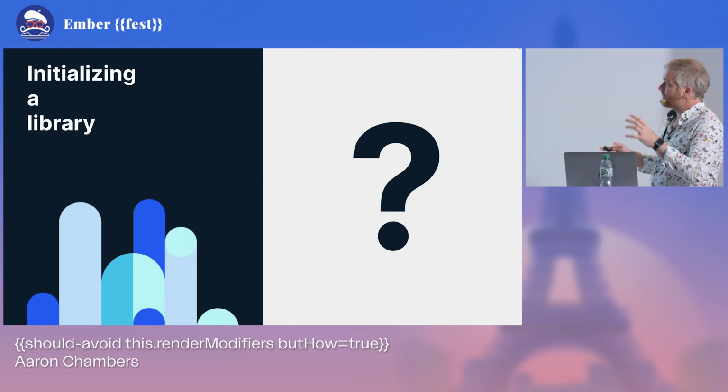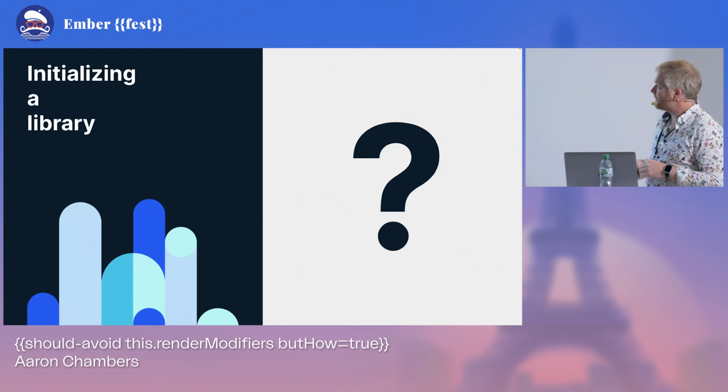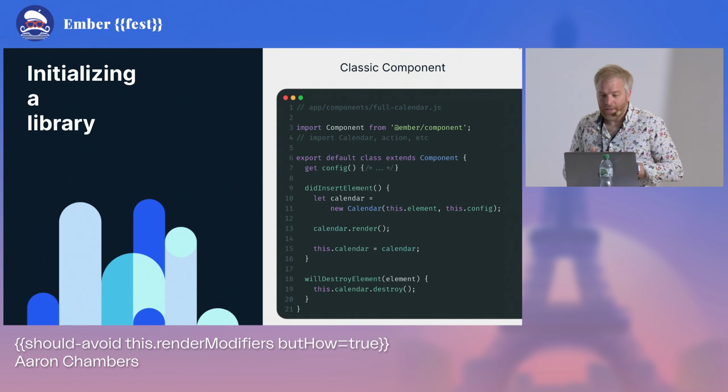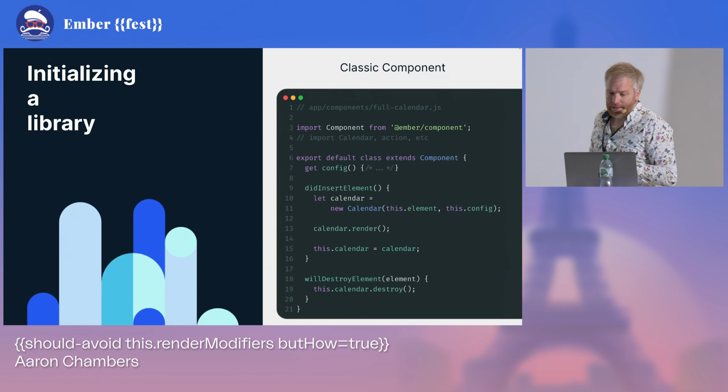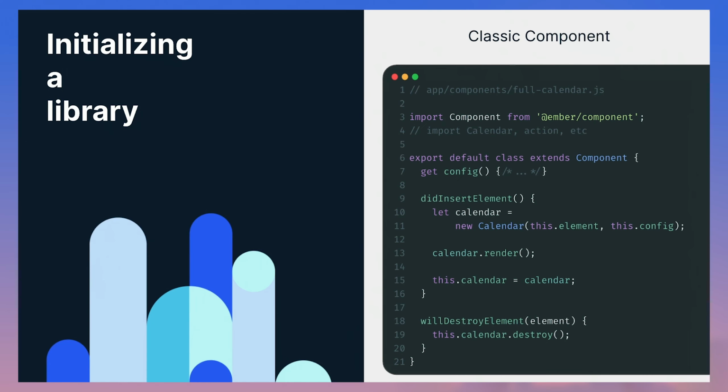So there's going to be a bunch of code. I hope you can see it okay on here. So we'll start with initializing a library. Let's start with what it would look like before render modifiers, with classic components. Imagine we've got a component here that we're going to use to turn a div into a calendar using the FullCalendar library, for instance, something I've done in a previous project.